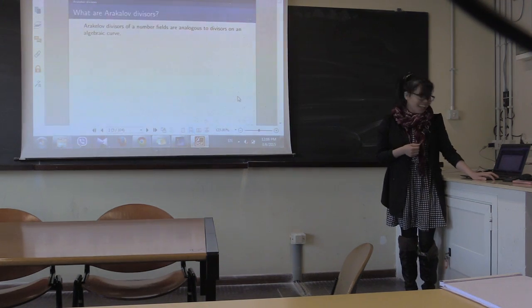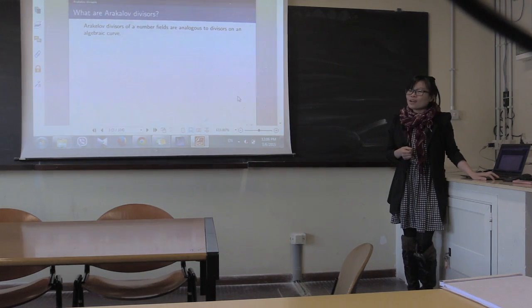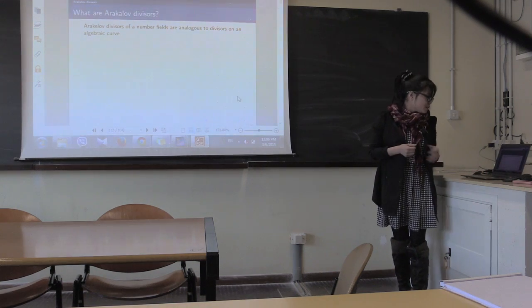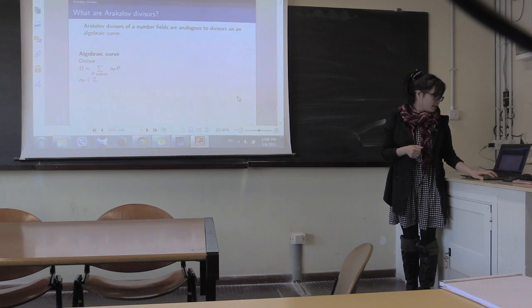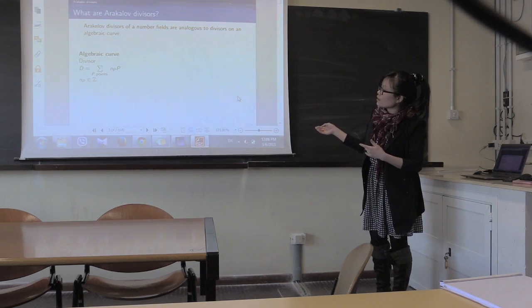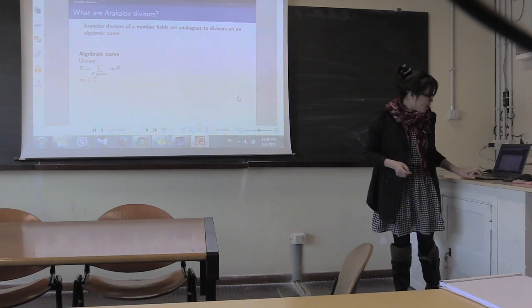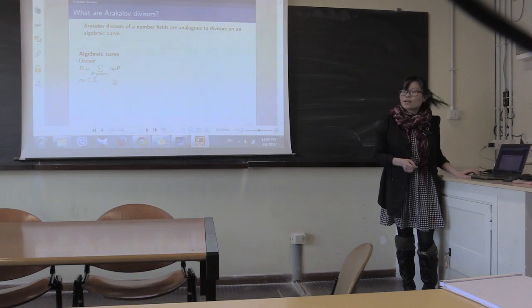Okay. And first I want to recall to you about Hatranphd divisor of a number field. They are actually analogous to the divisor on a curve, an algebraic curve. And if you have an algebraic curve, the divisor has a formal form like that, here the np's are integers and the p's are the points on the curve.